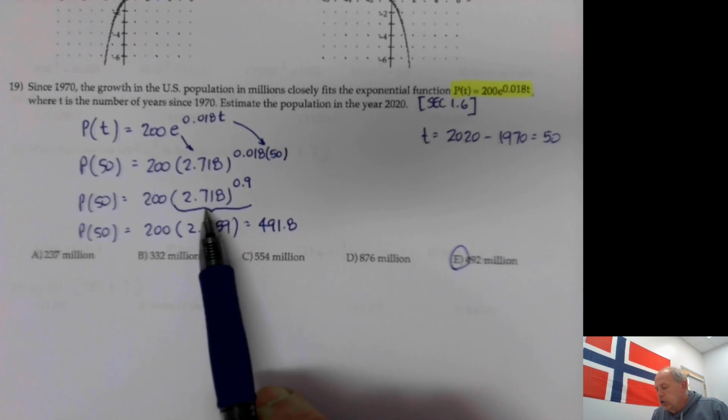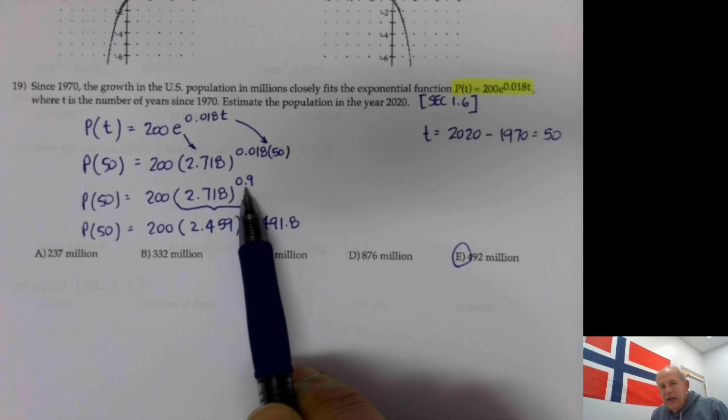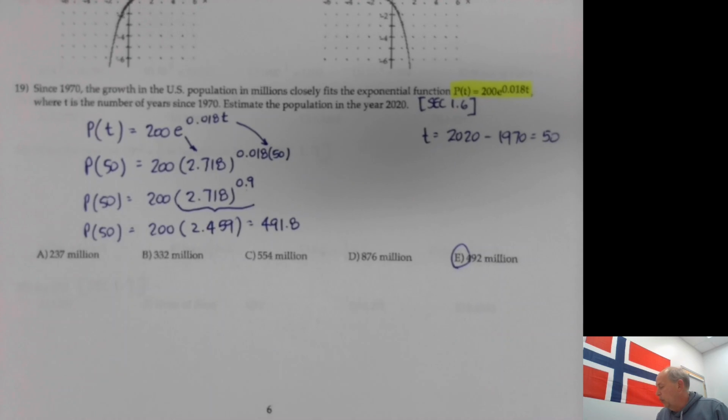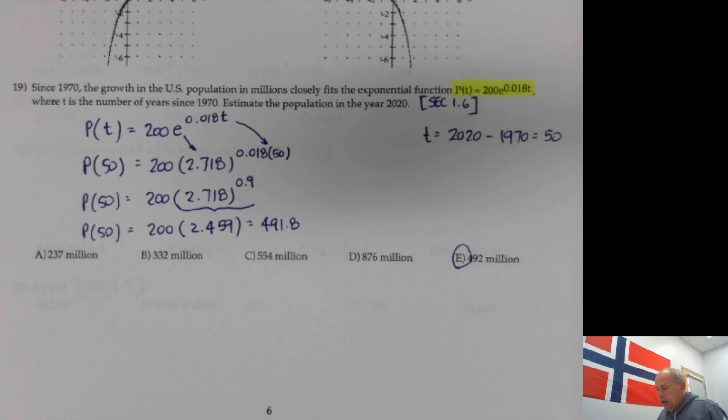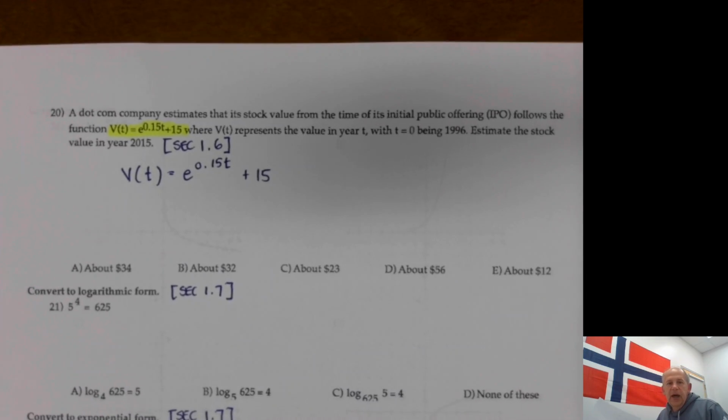For this evaluation in your calculator, enter 2.718, then hit your exponent key, your x to the y key, or your caret key, depending on what calculator you have. That will yield that value. So there is that problem. The next one, number 20, is very similar to that.